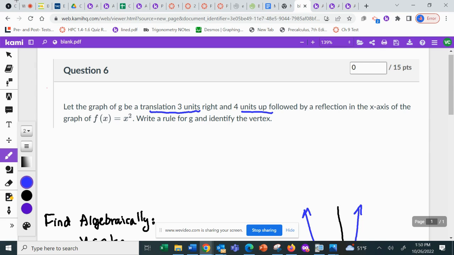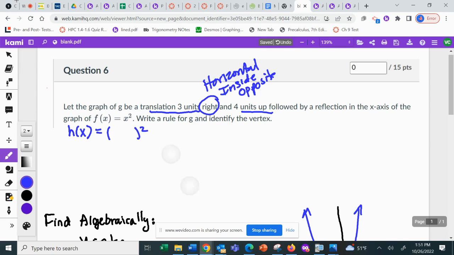All right, we've got a translation 3 units right. Right is horizontal. Where is horizontal? Inside. And when we do horizontal, that goes inside. We also think opposite. So I will have my halfway done. So like h of x equals, on the inside of the squared, we have x minus 3. So I'm doing opposite of going right. And then 4 units up, the majority of you got that part down. Outside, common sense, plus 4.